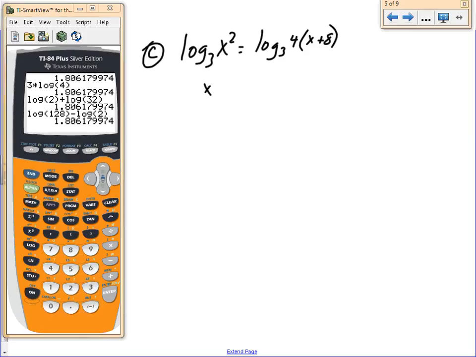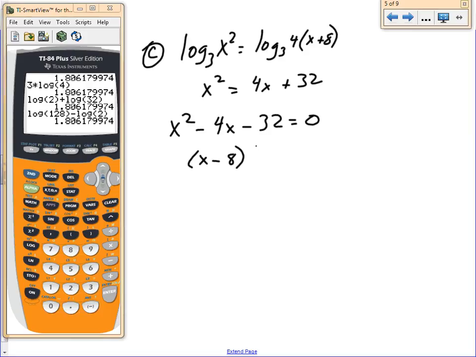Just drop them out. So x squared equals 4x plus 32. Warm-up exercise: how do you solve a quadratic equation? What if it factors? x squared minus 4x minus 32 equals 0. Keep me going. x minus 8, x plus 4. x equals 8 and x equals negative 4.